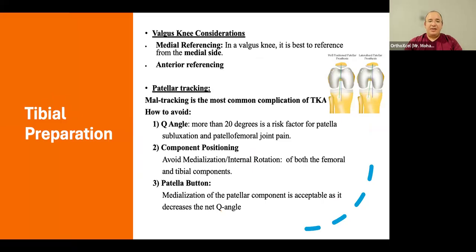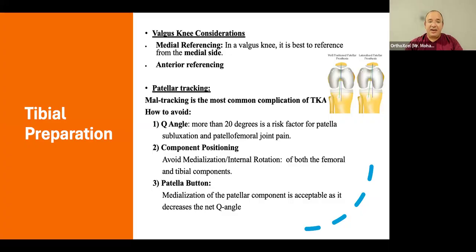So I'm preparing my tibia. What shall I do different if I have a valgus knee? Remember, if you have a valgus knee, you cannot depend on the lateral femoral condyle as a reference because you have a hypoplastic lateral femoral condyle in valgus knee. So you need to use anterior referencing rather than posterior referencing. You need to use medial referencing rather than lateral referencing. So don't depend on the lateral side at all, neither anteroposterior or mediolateral, because the lateral femoral condyle is hypoplastic. All the measurements you take from the lateral femoral condyle will be mistaken, and you will end up with an improper position of the component and a problem with the balance of your soft tissue.